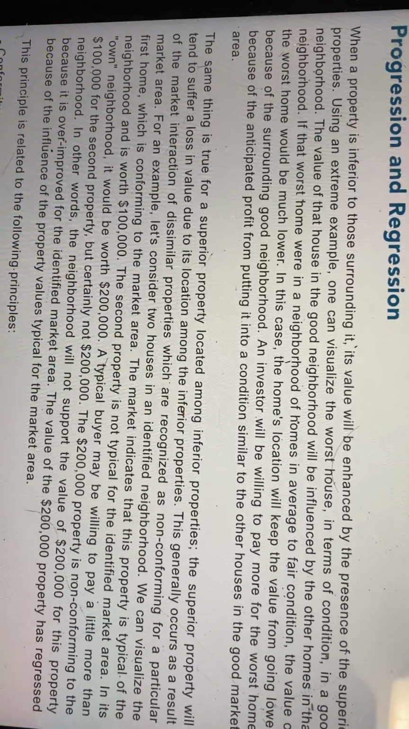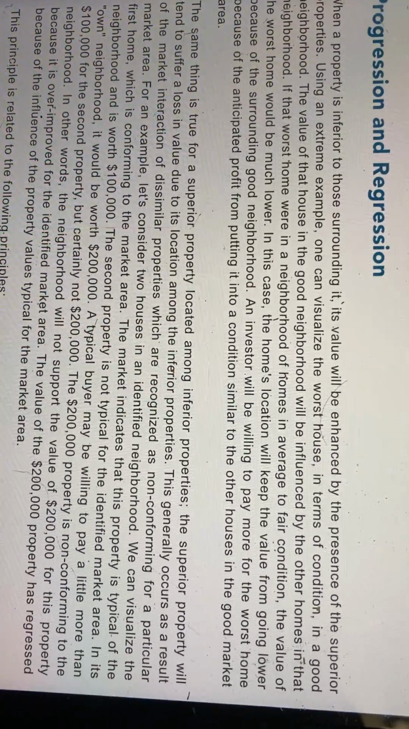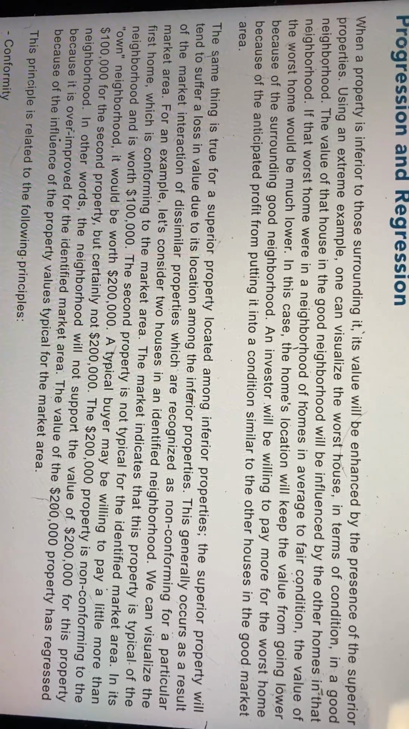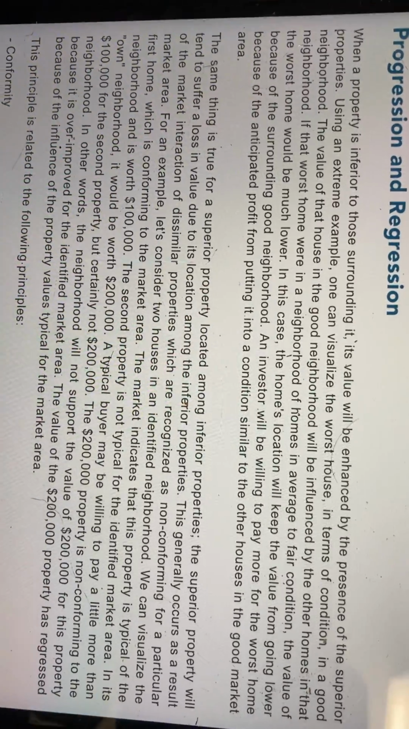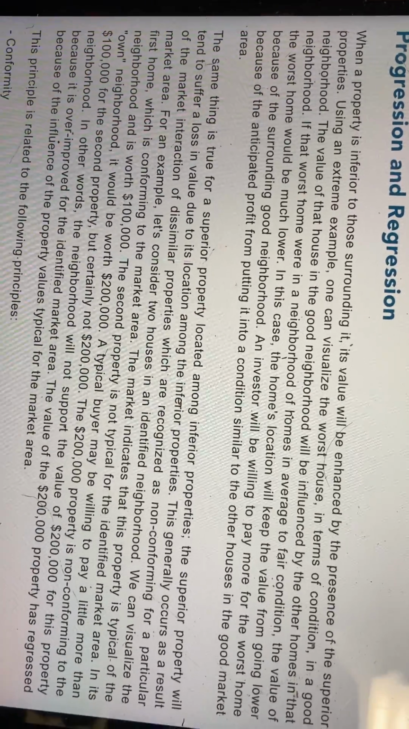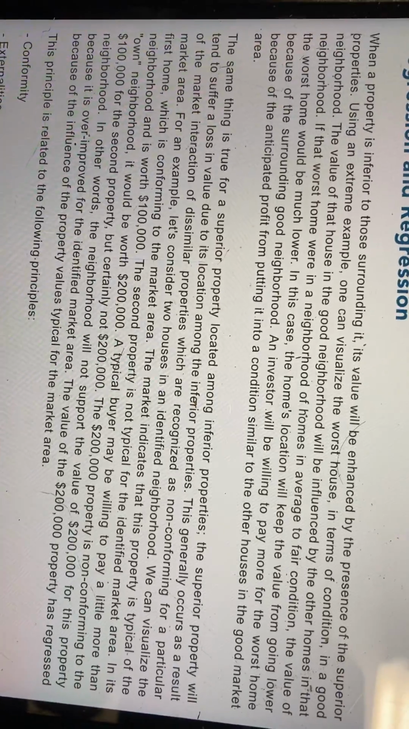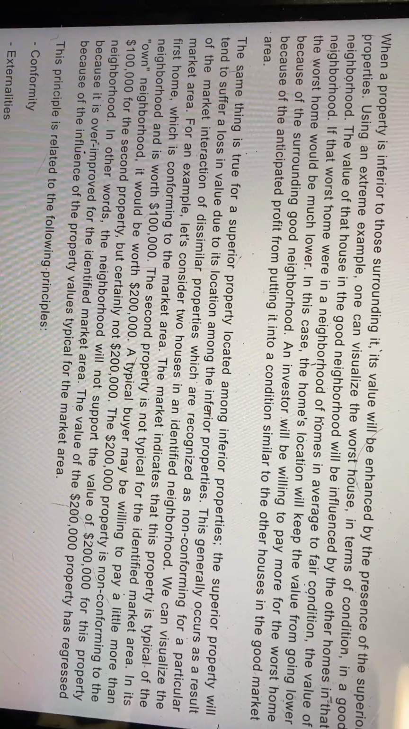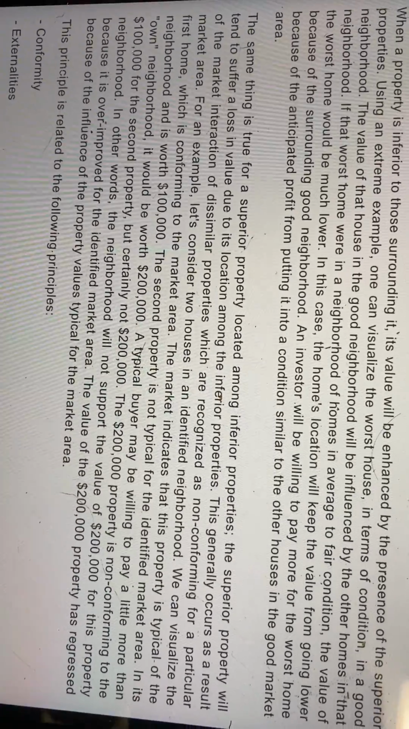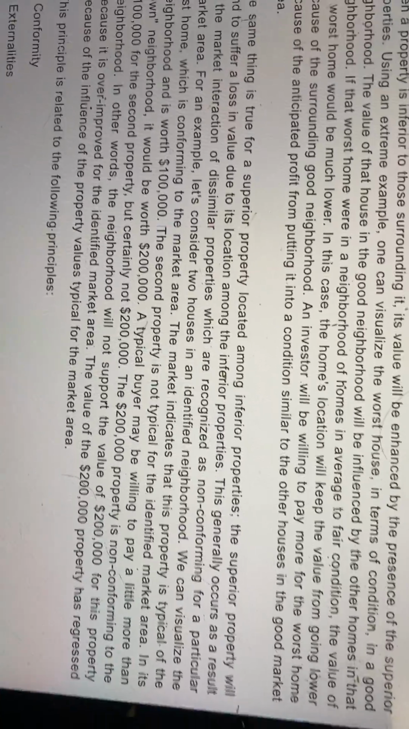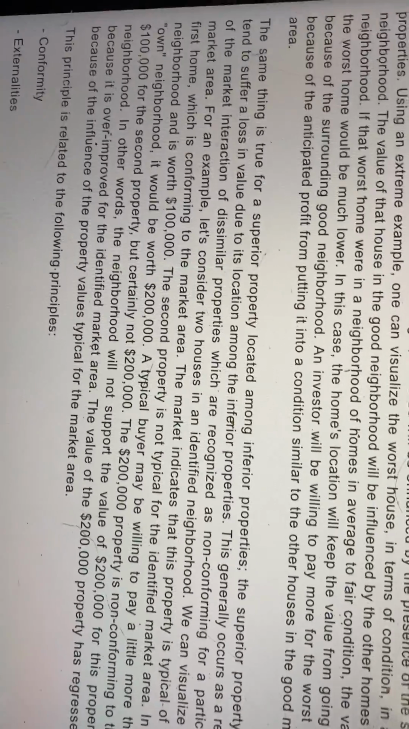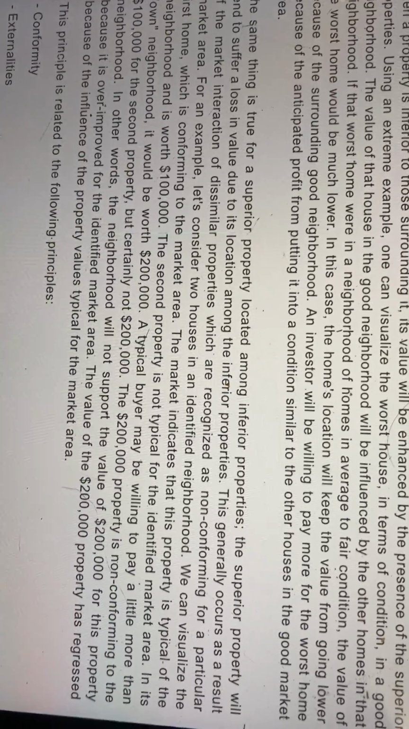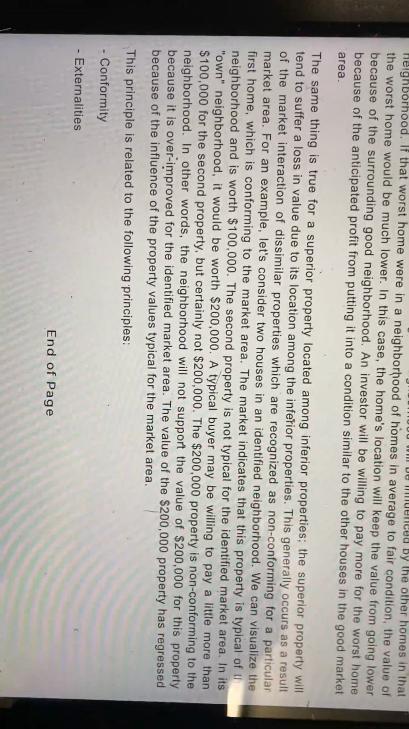If that worst home were in a neighborhood of homes in average to fair condition, the value of the worst home would be much lower. In this case, the home's location will keep the value from going lower because of the surrounding good neighborhood. An investor would be willing to pay more for the worst home because of the anticipated profit from putting it into a condition similar to the other houses in the good market area.